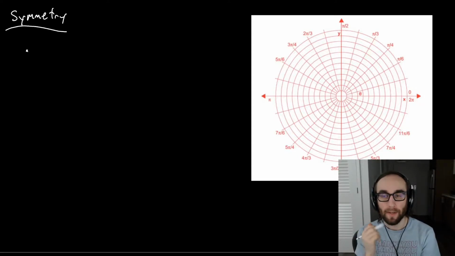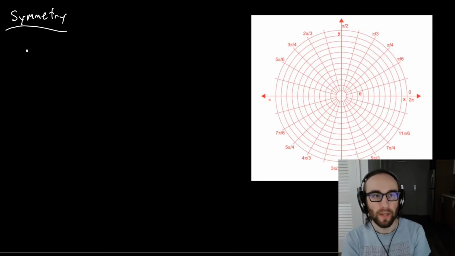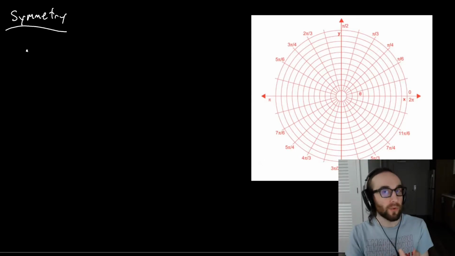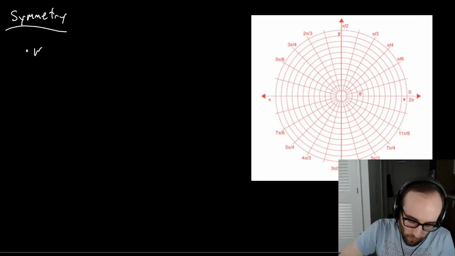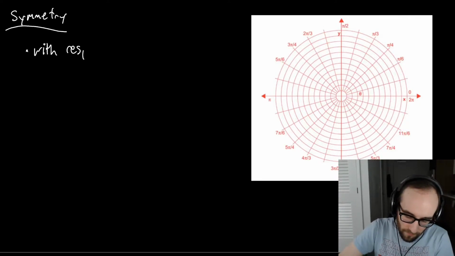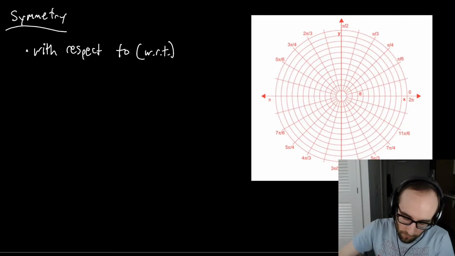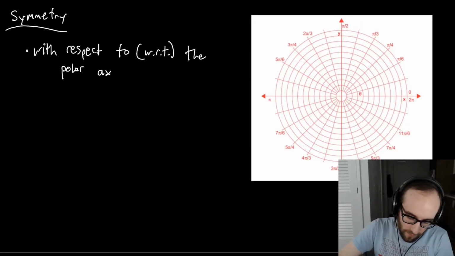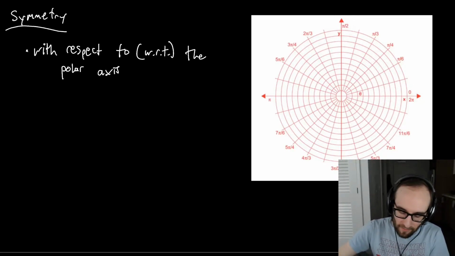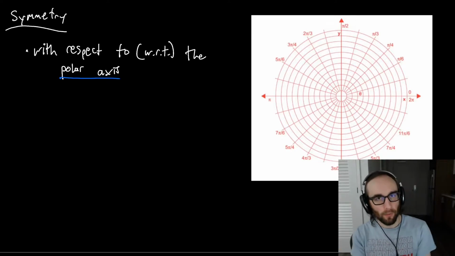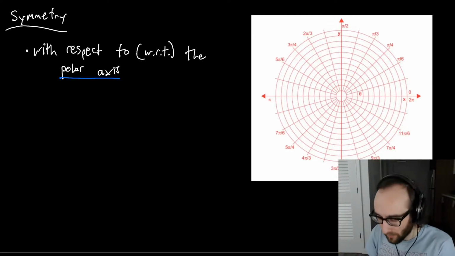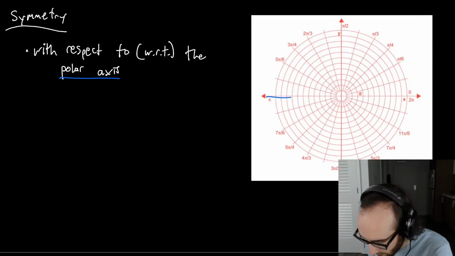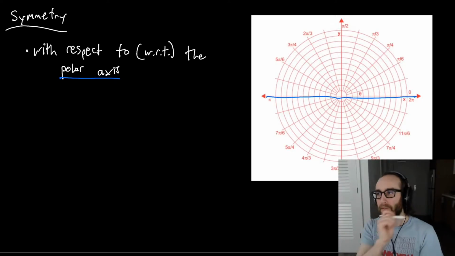Just like on the Cartesian plane we have symmetry across the x-axis and the y-axis, here we can also talk about symmetry using a few different words and different tests. First is symmetry with respect to, I'll just shorten this to WRT, the polar axis. Instead of saying x and y axis, we'll be using different words because we don't have x and y for the polar plane. First we have the polar axis, which is just the axis here, left and right.